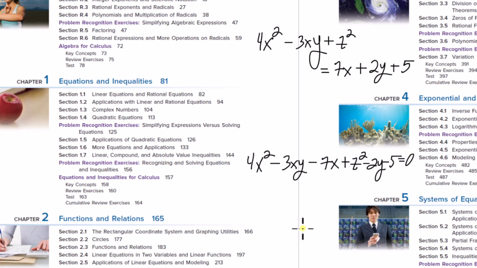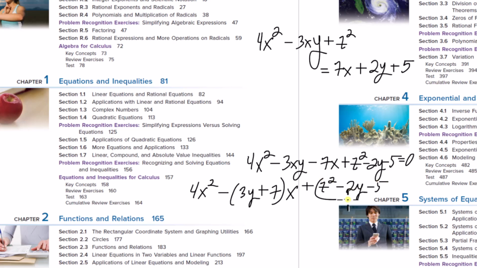is equal to 0. Okay, so now since we're kind of treating y and z like they're constants, well, let's factor out the x squared and the x and just leave the constant, the non-x terms like it is. So, well, there's only one x term here, so there's nothing to factor out there. But now over here, let's take out a minus and then do 3y plus 7x. And then we've got z squared minus 2y minus 5. That's like the constant term is equal to 0.